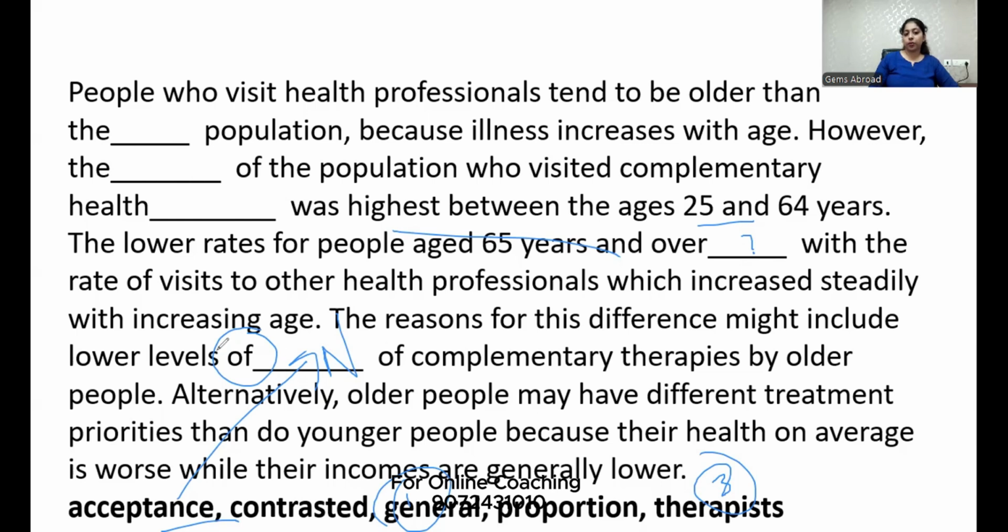Did you get this answer? However, the proportion of the population who visited complementary health therapists was highest between this age. So the lower rates of people age 65 years and over dash with the rate contrasted with over, something has been contrast, something you've been comparing. So the first option is general, second is proportion, third is a therapist, fourth is a contrast, and last is your acceptance. Hope you are getting it.